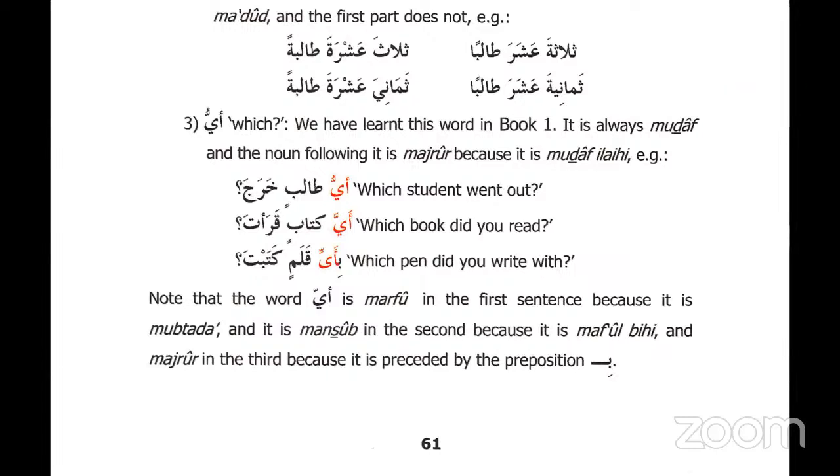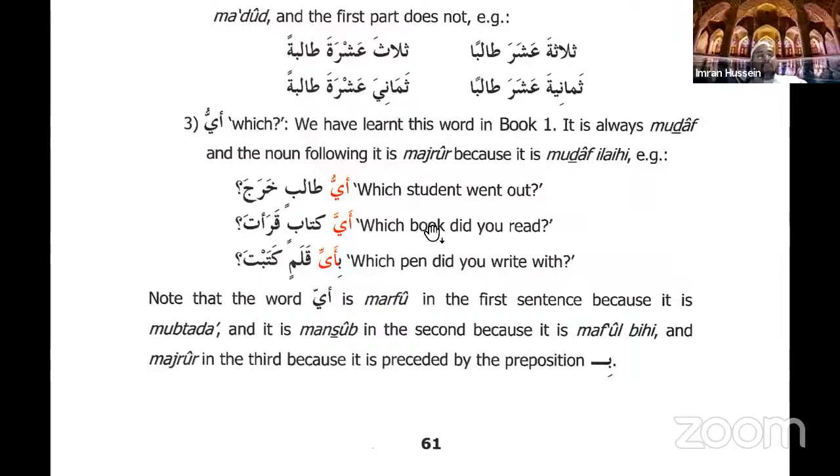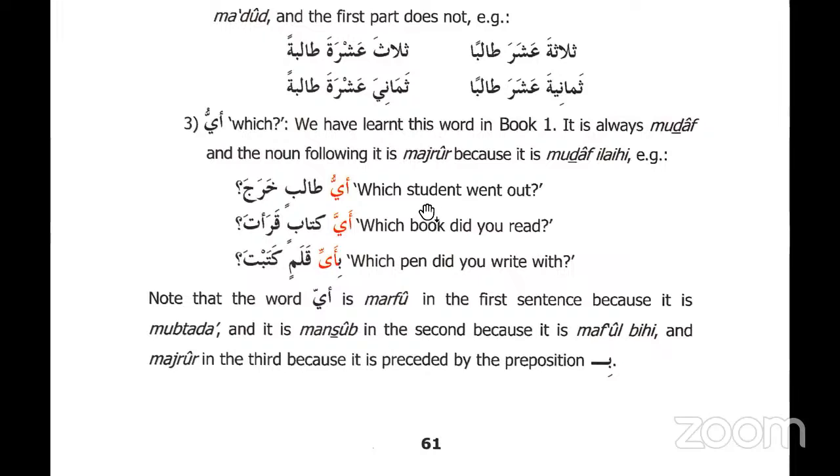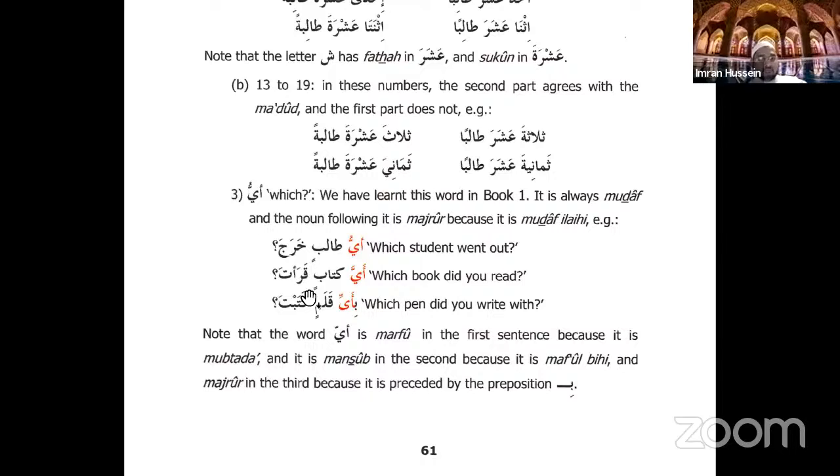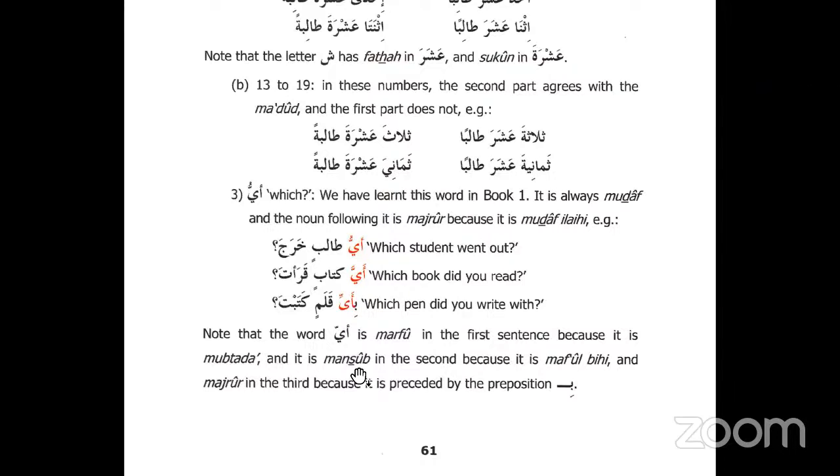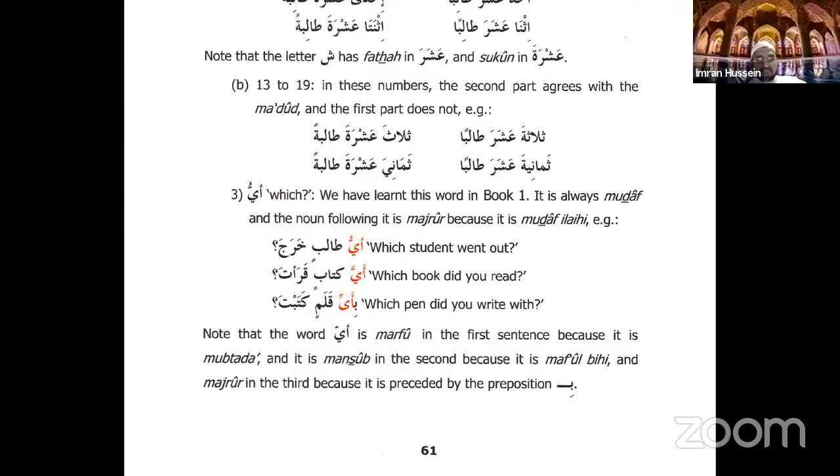Ayya qalamin katabta. Which pen did you write with? Bi ayyi qalamin katabta. Ayya qalamin katabta. Which pen did you write with? Correct. Note that the word ayy is marfu in the first sentence because it is mubtada, and it is mansoob in the second sentence because it is maf'ulun bihi, and majroor in the third sentence because it is preceded by a preposition. Is that clear?